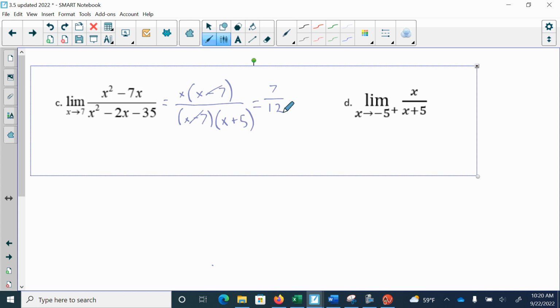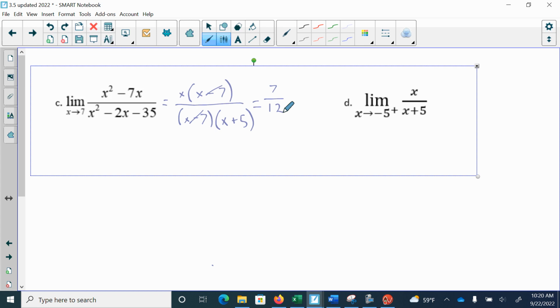Okay, so if I ask you a whole bunch of questions, because I like asking you a whole bunch of questions, the 7 is what kind of discontinuity? Removable. And then what is your other discontinuity? The -5. And that is non-removable. So does this graph have a vertical asymptote? Yeah. Where is it? -5.